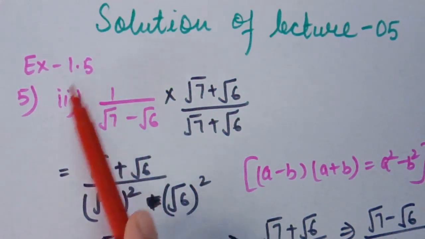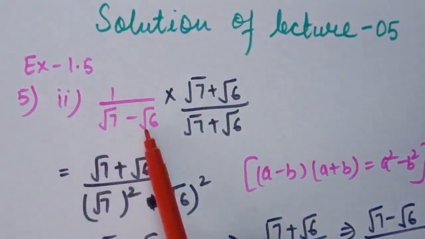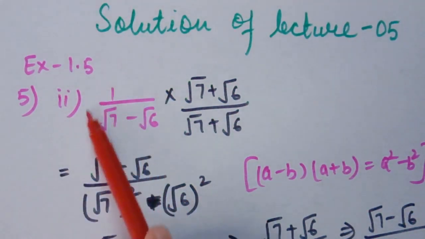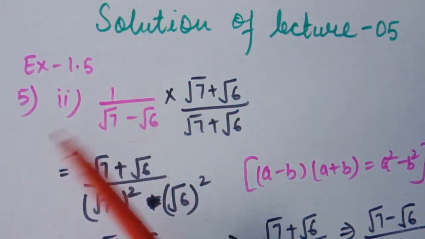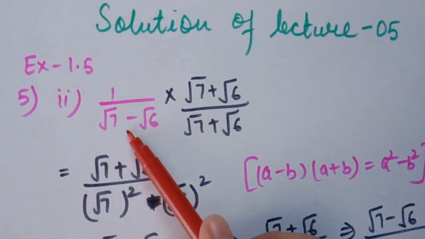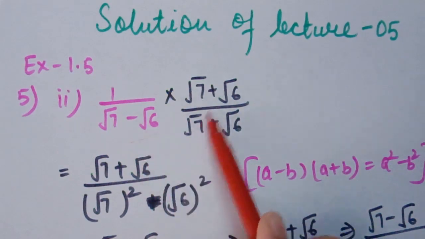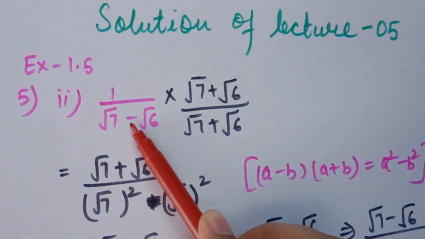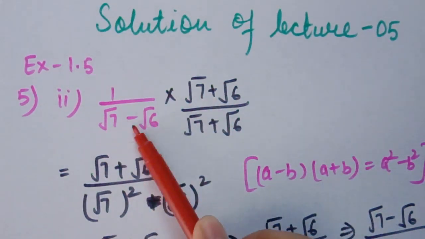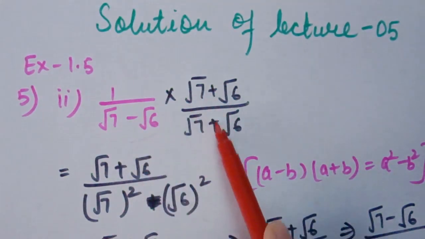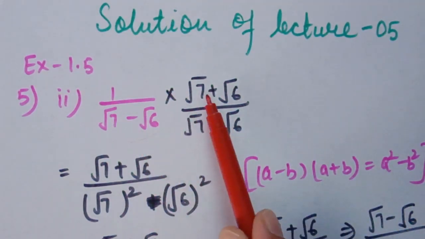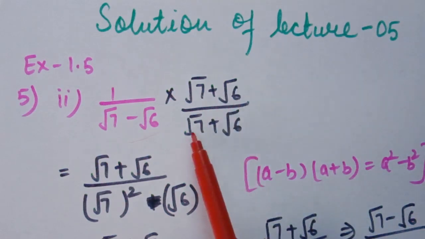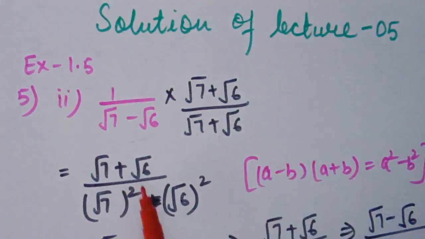First, exercise 1.5, question number 5, part number 2. We have to rationalize this denominator which is present with a square root. If you remember the rule, we have to multiply and divide this number with the opposite sign. We have to change only the middle sign between the two terms. If minus is there, we will take plus. If plus is there, we will take minus. So multiply with root 7 plus root 6 and divide also by root 7 plus root 6.